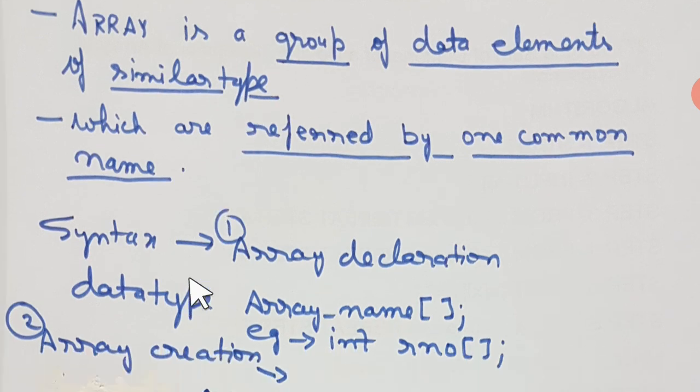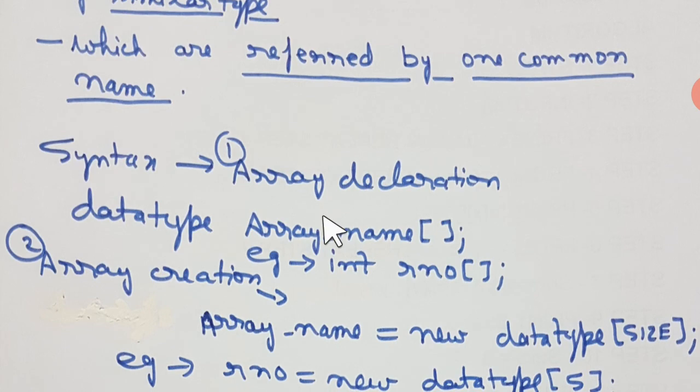So the syntax of the array declaration I'm showing you first. Just write data type, then array name, square bracket, semicolon. Example: if I want to declare an array of integer type, its name is RNO, so I will write the data type, that is int. You can compare the syntax here. Data type is int, array name is RNO, and then the square bracket is there, and terminated by a semicolon.